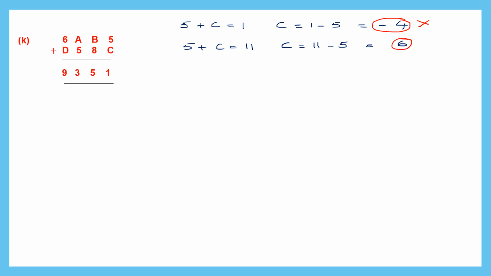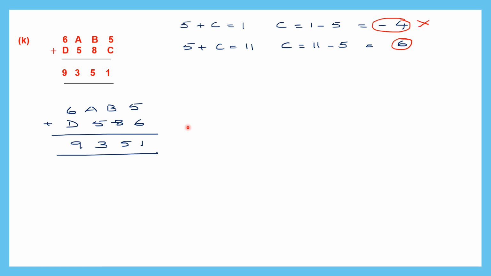So let's substitute here. So here we have 6, A, B, 5 plus D, 5, 8, C. In the place of C, we're going to write 6. And here the answer is 9, 3, 5, 1. Okay, let's take the ones column. 5 plus 6 is 11. We carry 1. So when we carry 1 here, B plus 1 plus 8 should be equal to 5. So let's do that.